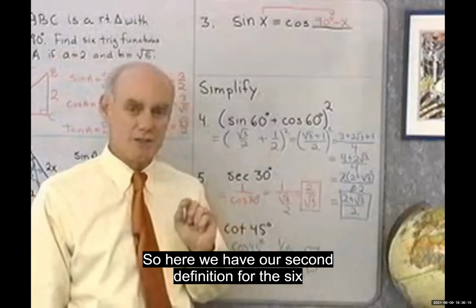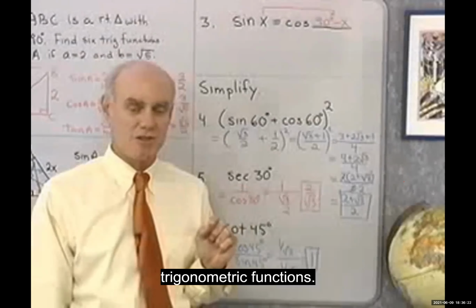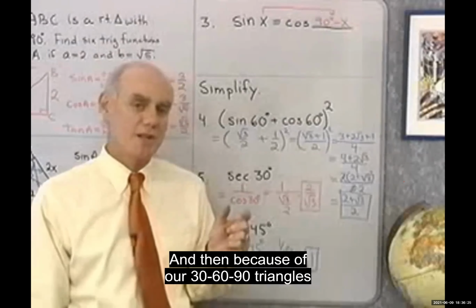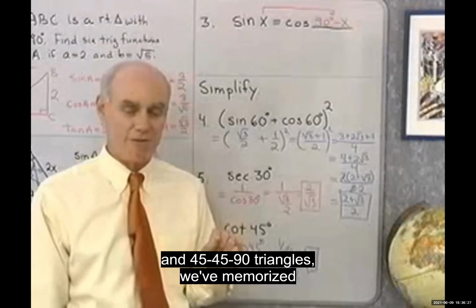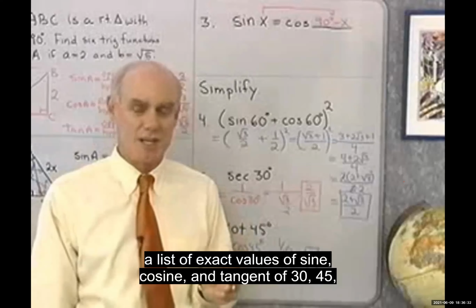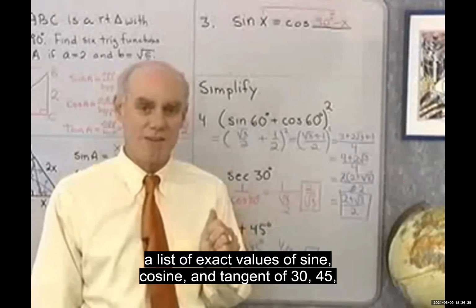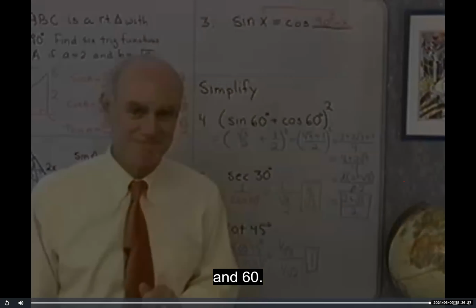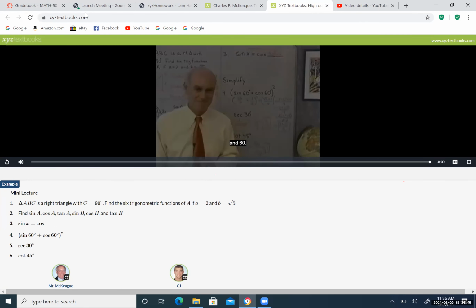So here we have our second definition for the 6 trigonometric functions. It's our right triangle definition, and then because of our 30, 60, 90 triangles and 45, 45, 90 triangles, we've memorized the list of exact values of sine, cosine, and tangent of 30, 45, and 60. Interesting, right? And it's a very complete lecture, with all the definitions and all the information that I went over with you. You see that? So it looks like you have done very well.